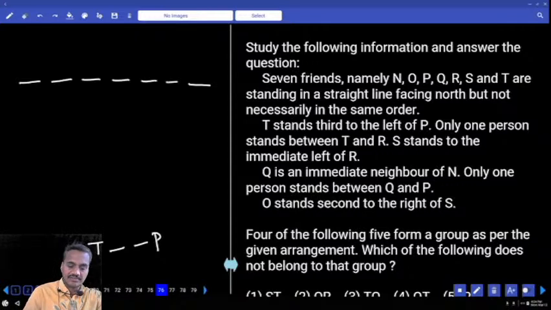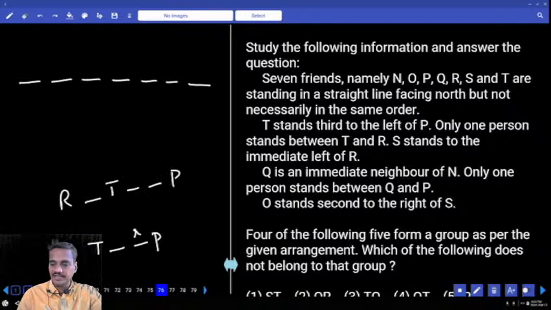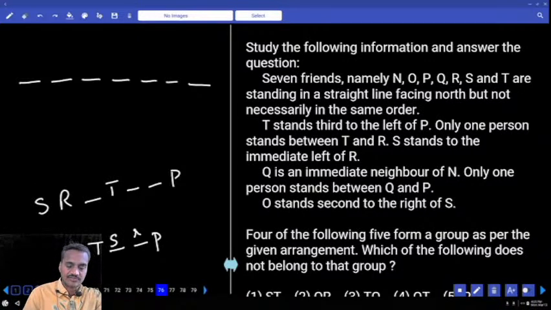R can be here, that is one possibility. Or if R is here, 1 person between T and R can be like this. And S stands to the immediate left of R. S is to the immediate left of R. Now in this one, S is to the immediate left of R. 3, 4, 5, 6, 7.